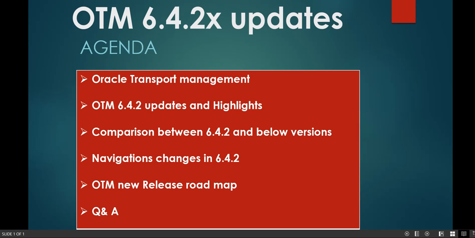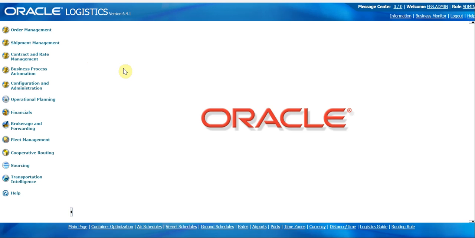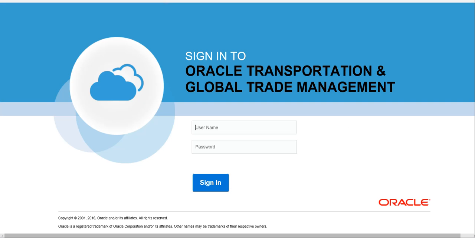Now I'm going to discuss the OTM 6.4.2 updates and highlights. Before I start, I want to show everyone what the changes are from 6.4.1 to 6.4.2. In 6.4.1, the application was HTML and JSP based. If you look at this application, they started moving to a new technology-based platform, and that is based on ADF.